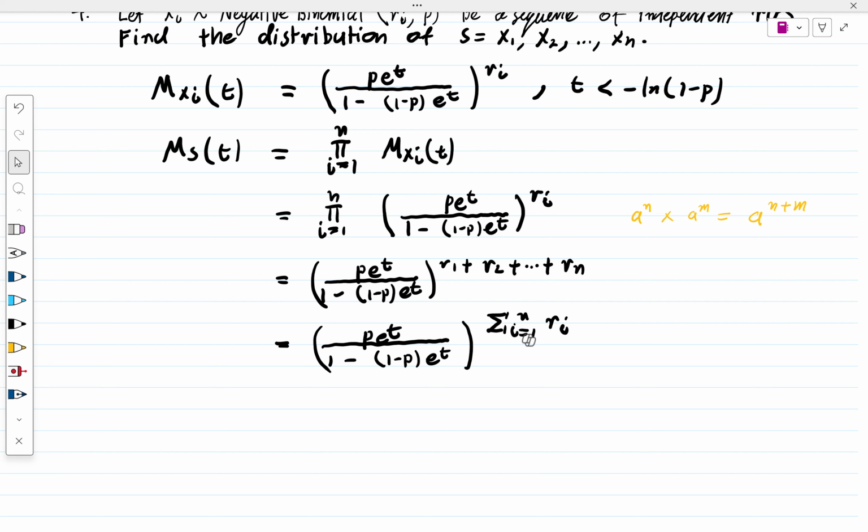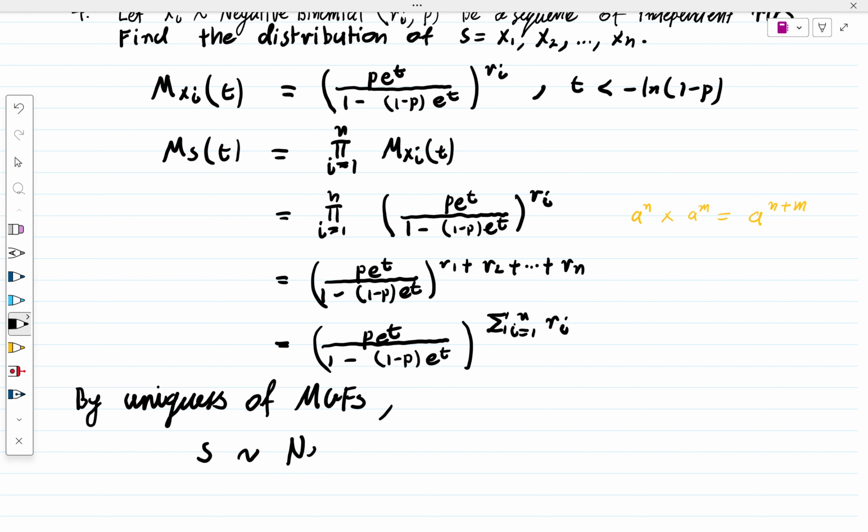And we can also recognize this particular function as the moment generating function of a negative binomial distribution. It just has different parameters: p, and the sum from i equals 1 to n of the Ri's. So again, by the uniqueness of MGFs, it tells us that S must have a negative binomial distribution, and the parameters are going to be the sum from i equals 1 to n of Ri, and p.